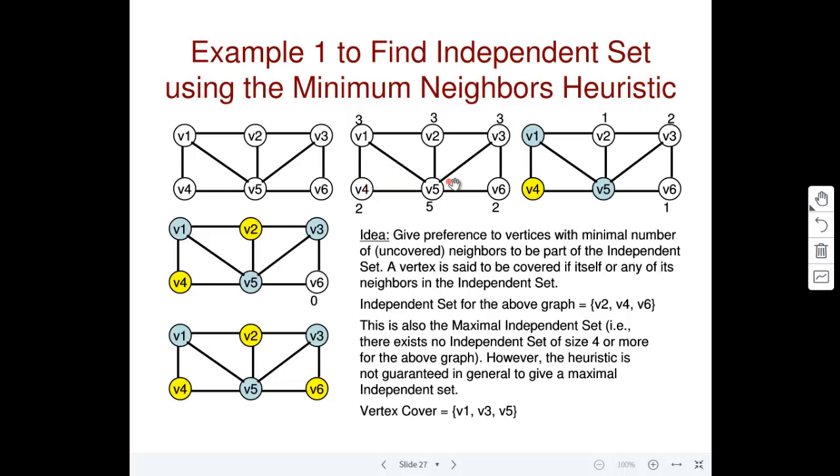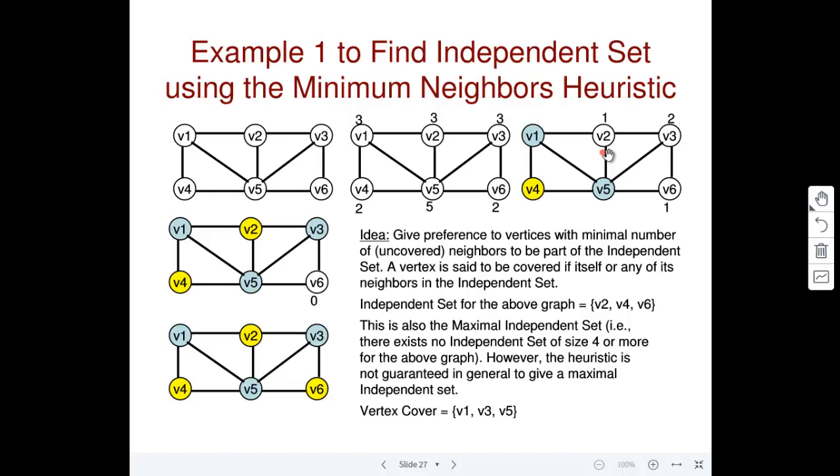But since no vertex is covered, every vertex is uncovered to begin with, we just say the number of neighbors. But actually what we are trying to use is prefer nodes that have the minimum number of uncovered neighbors. So at the end of the first iteration, this is what we are going to have. So we redetermine the number of uncovered neighbors for each of those remaining vertices.